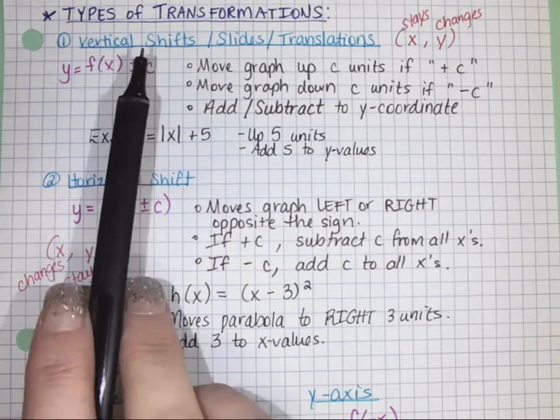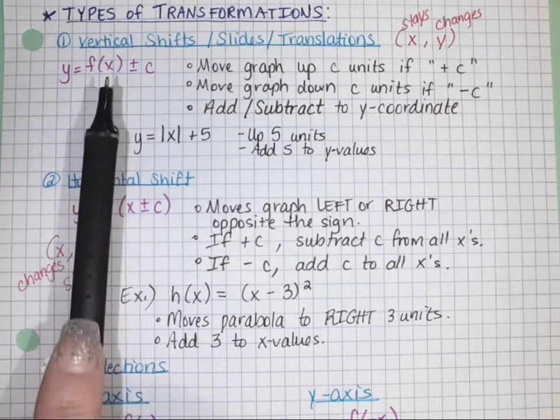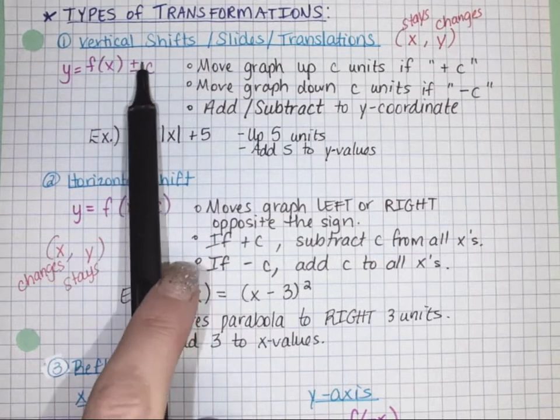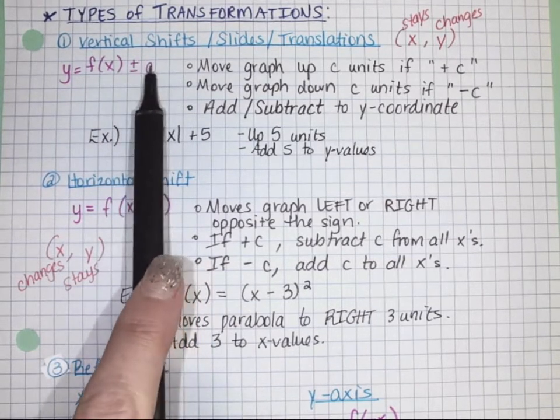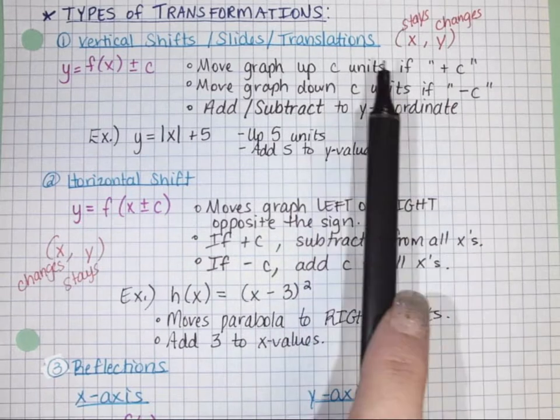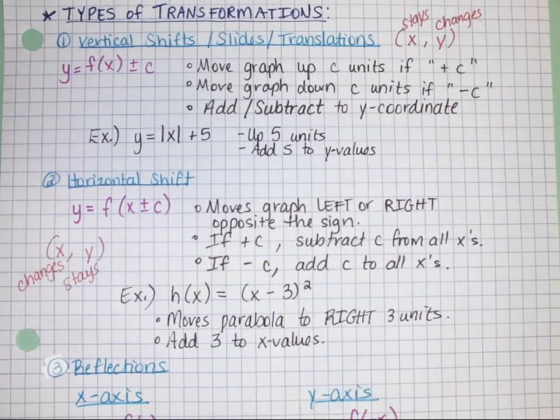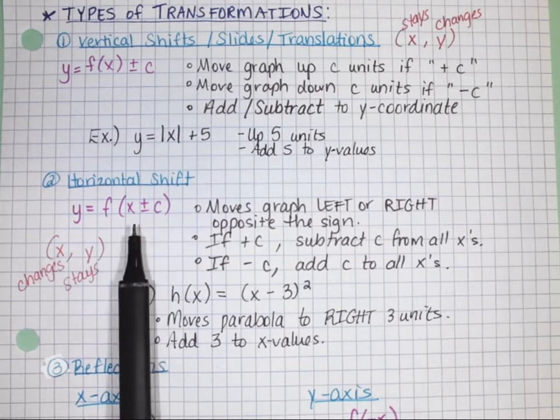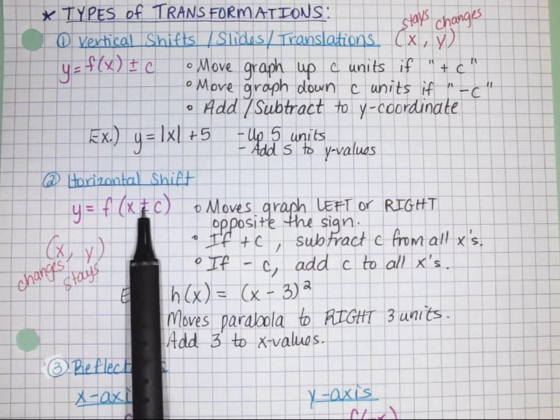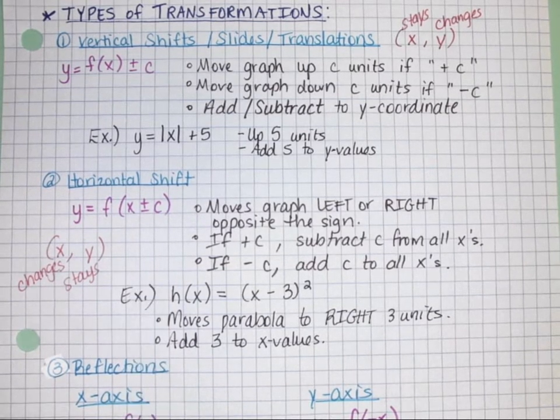So notice the difference between vertical and horizontal shift. Vertical, added numbers are subtracted at the end, and you do exactly that. If it's plus, you move up and add. Minus, you move down and subtract. Horizontal, it's the opposite, and it's got to be inside grouping, specifically with x.